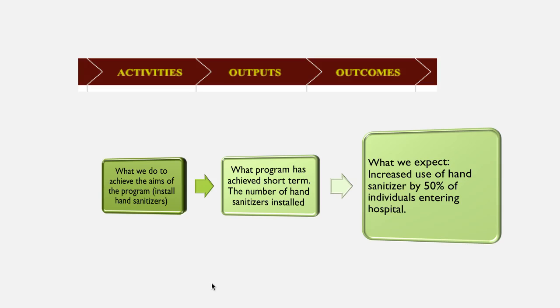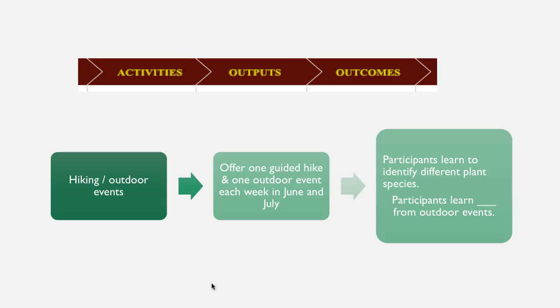And then finally, the outcomes are what we expect to happen as a result of producing these activities and outputs. In this case, what we expect is to increase the use of hand sanitizer by 50% of the people entering the hospital. So there's one example. In the next 3 or 4 examples, I pulled from what you've posted on some of your knowledge blogs, just to show you some ideas of how the activities, outputs, and outcomes may look.